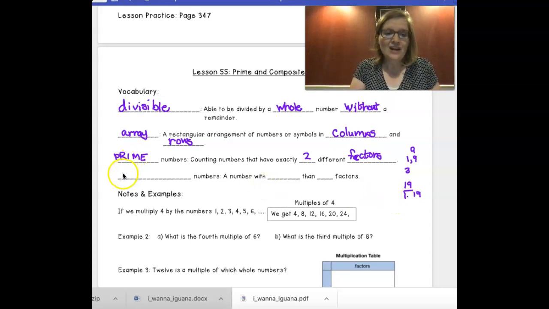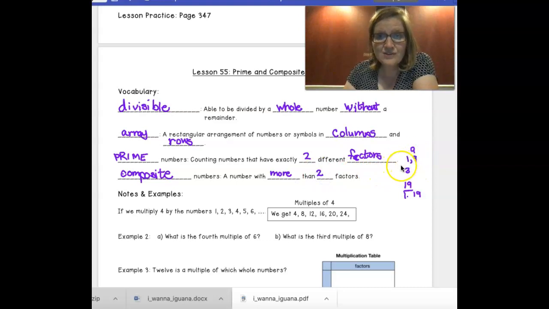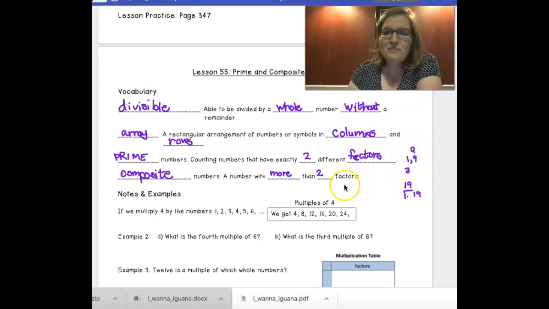Which comes to our next example: composite numbers. This is our next vocabulary. Composite numbers are numbers with more than 2 factors. So these are numbers that are not prime. Just as 9 has 3 factors, 9 is a composite number. 19, though, is a prime number. So let's mess around with some of the vocabulary.